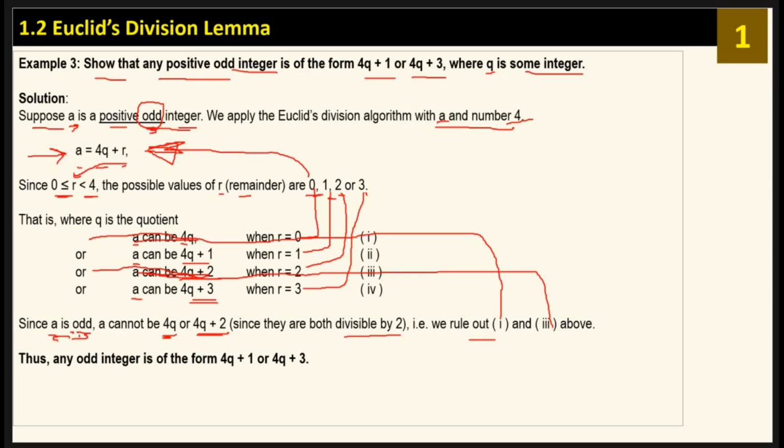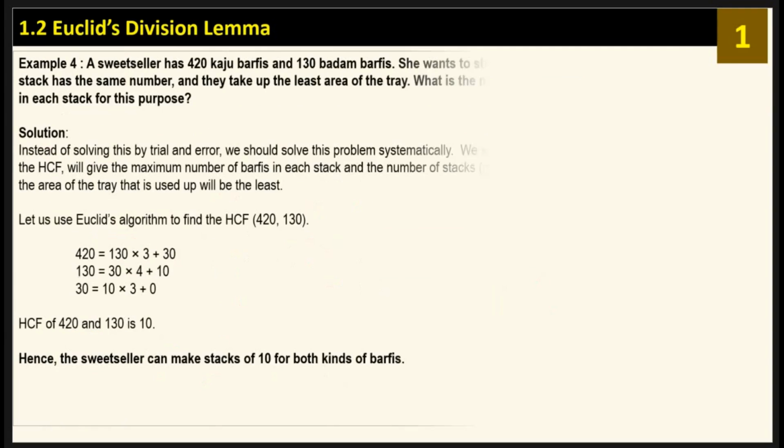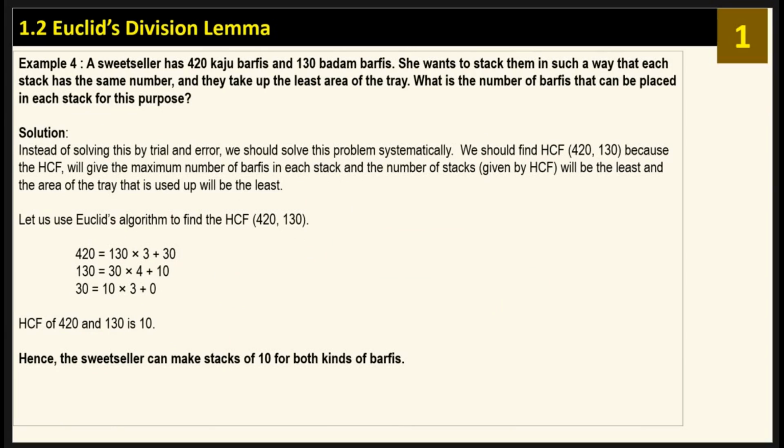So we are left with a, which is an odd integer, being either equal to 4q plus 1, which is this, or equal to 4q plus 3, which is this. And hence we have solved what is asked of us in this example number 3. Let's do one more example, and this will be the last in our video.